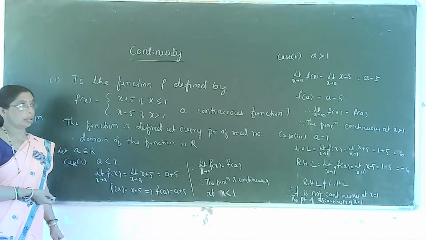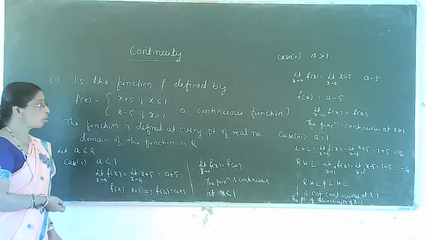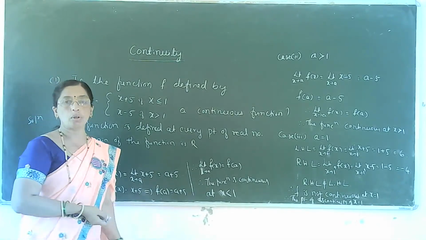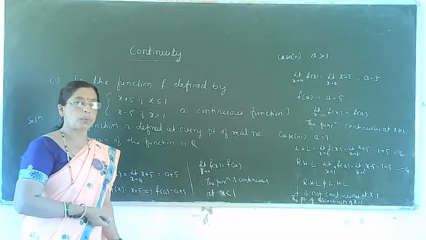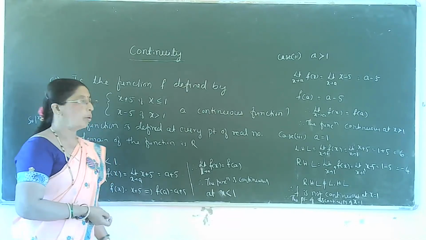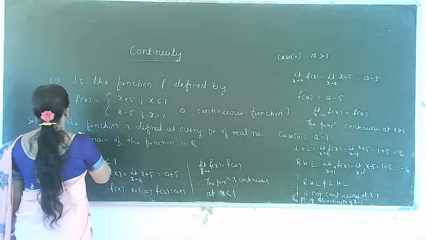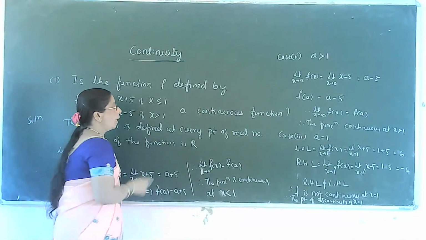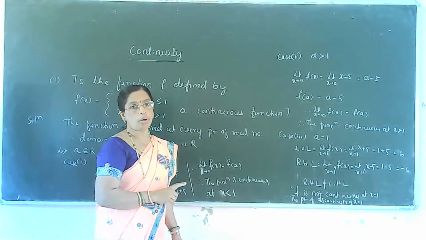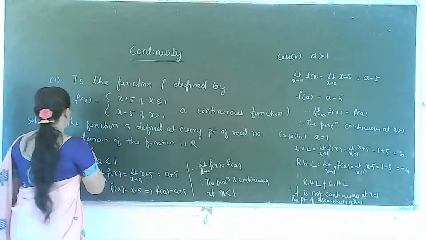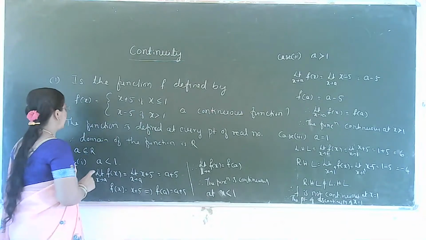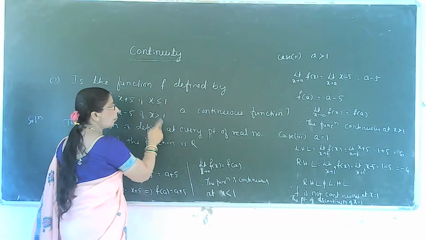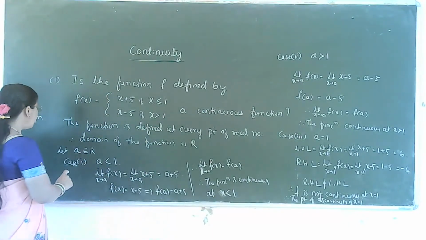I solved some more problems in the previous class also. Today also I solved this problem so that you understand the steps properly and follow the steps while solving the problem. First, you check that the function is defined at every point. Then find the domain of the function. Here, the domain of the function is R because it is defined for all real numbers.